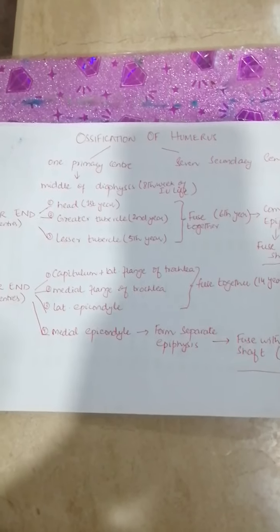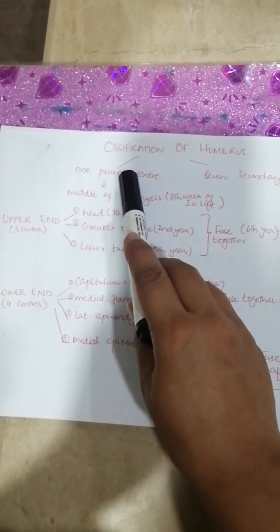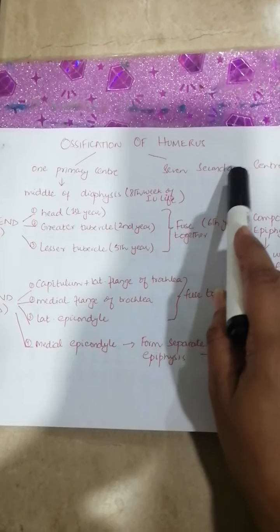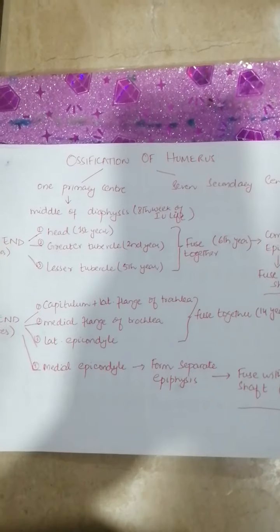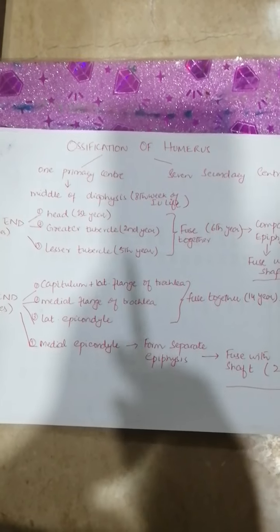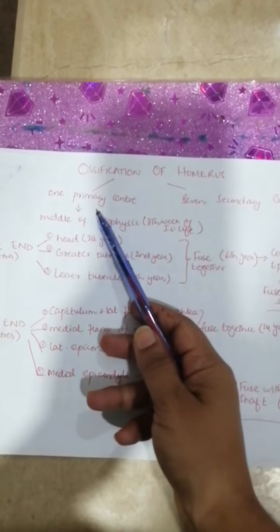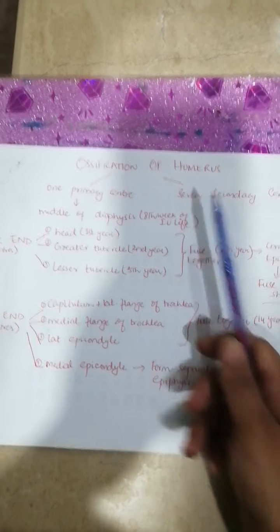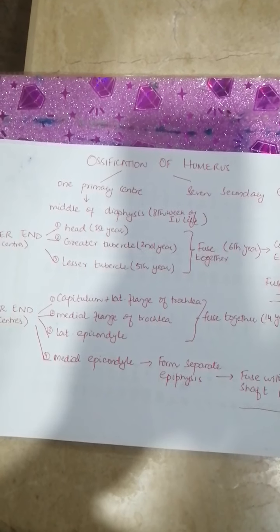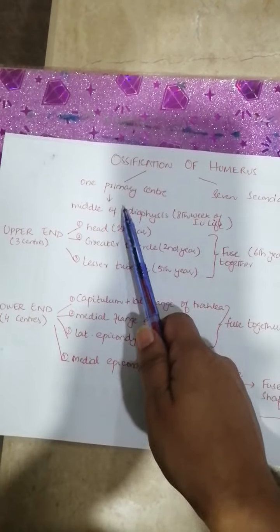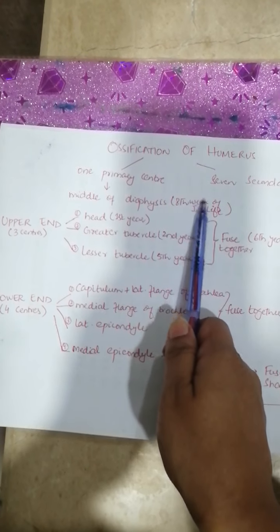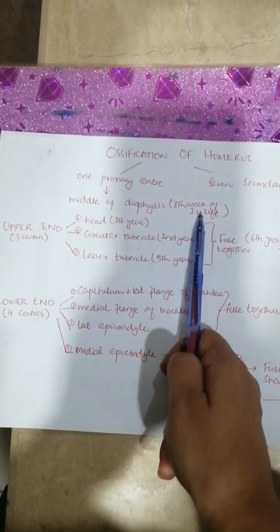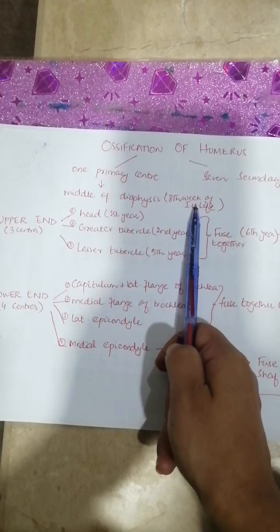Now I am going to tell you about the ossification of the humerus. The humerus ossifies from one primary center and 7 secondary centers. I write down here. The humerus is ossified by one primary center and 7 secondary centers. The primary center appears in the middle of the diaphysis during the 8th week of development. ये मैंने यहाँ पे लिख दिया. During the 8th week of intrauterine life, the first primary center appears.